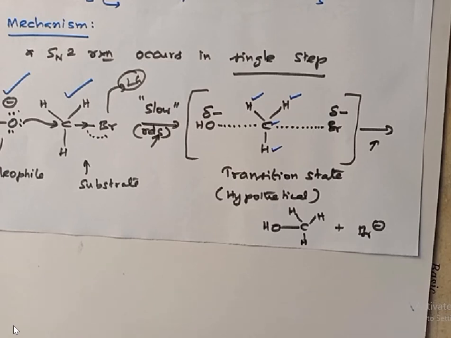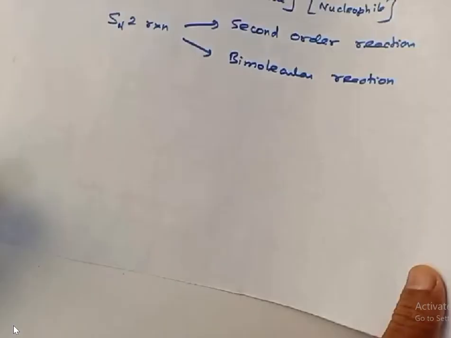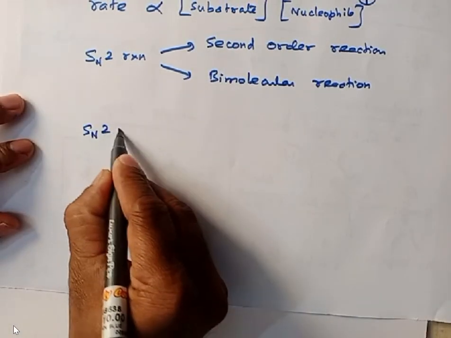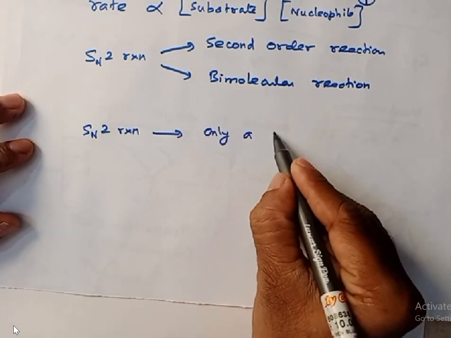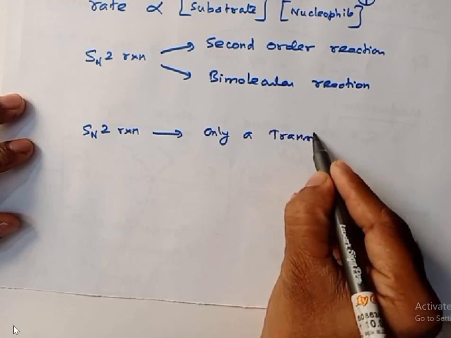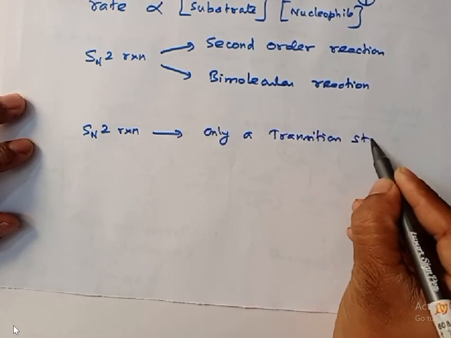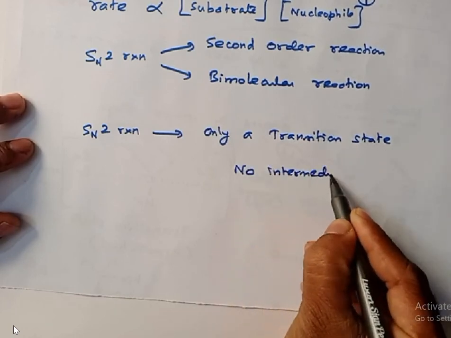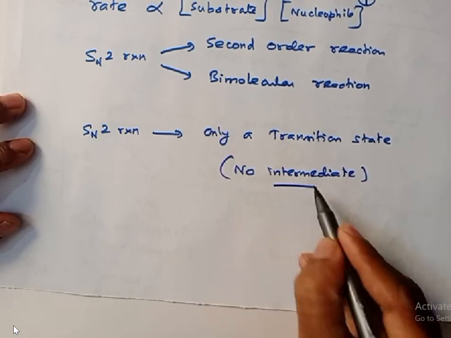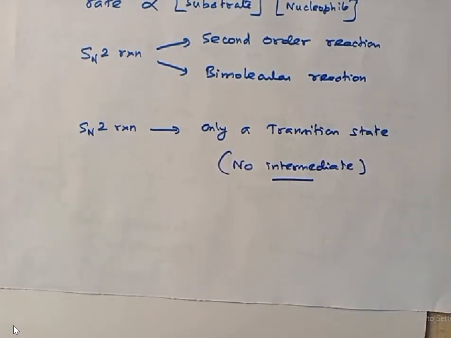So SN2 reaction involves only a transition state, no intermediate. No intermediate in SN2 reaction. We have only a transition state. And remember, the transition state is a hypothetical structure. Right?